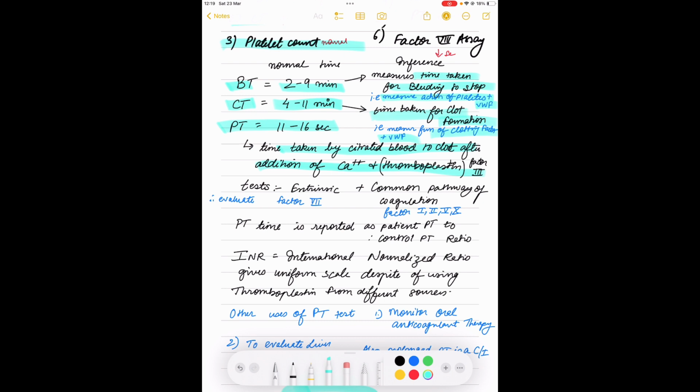So basically it's 11 to 16 seconds in general, and in case you find this test to be taking longer than normal, you can suspect a deficiency in the factors of the extrinsic pathway or the common pathway, that is factor 7 or factor 1, 2, 5 and 10.